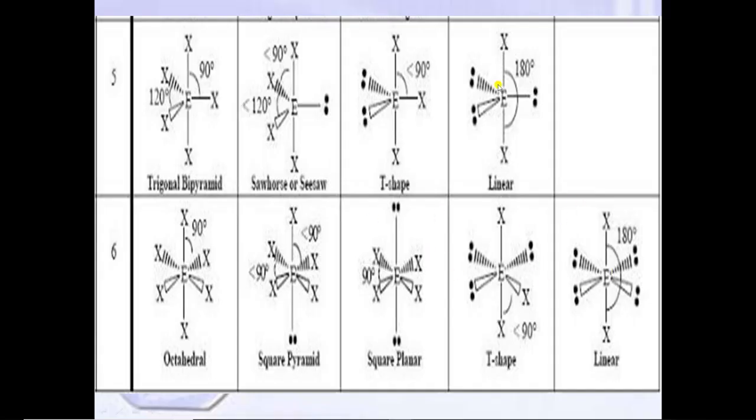So here you can see that when 5 electron pairs are present, then the geometry is trigonal bipyramidal. But as there are two lone pairs, that means the shape is T shape. Two lone pairs will come here and 3 fluorine atoms will come here, and the central atom is chlorine. So the shape will be T shape and the angle will be less than 90 degrees. This is how you can predict the geometry and shape.